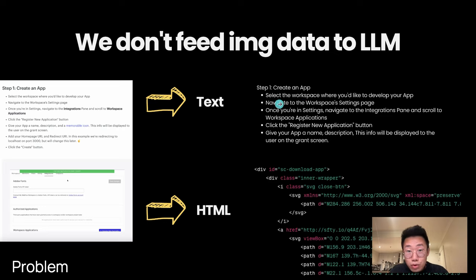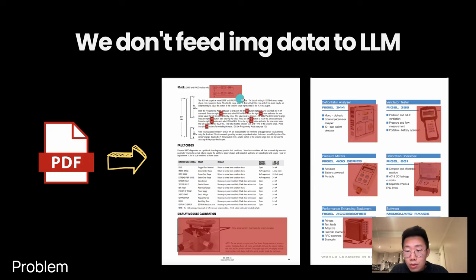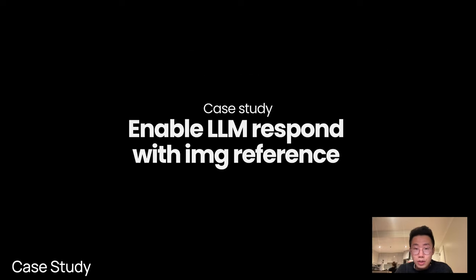But the problem is it removes all the links, including the reference links as well as image URLs. And for PDF files, it's the same case. Most PDF data loaders just simply extract text and ignore all the image files. So in most cases, we simply don't feed any image URL data to the large language model, so it can't retrieve any. But it's totally possible to extract both text and reference links like images as part of the context.